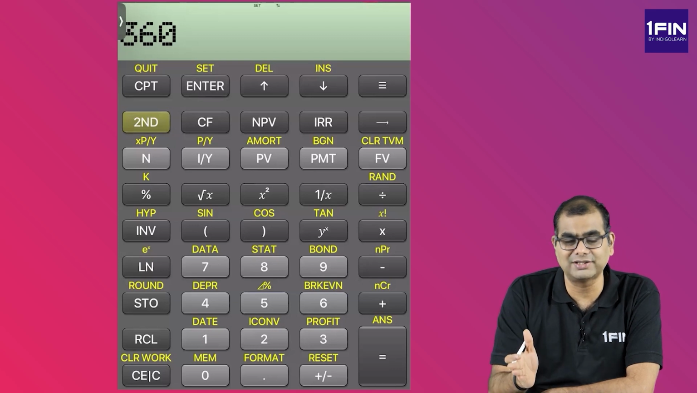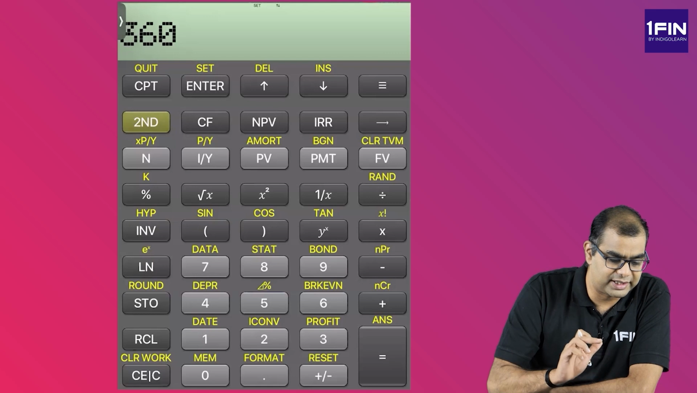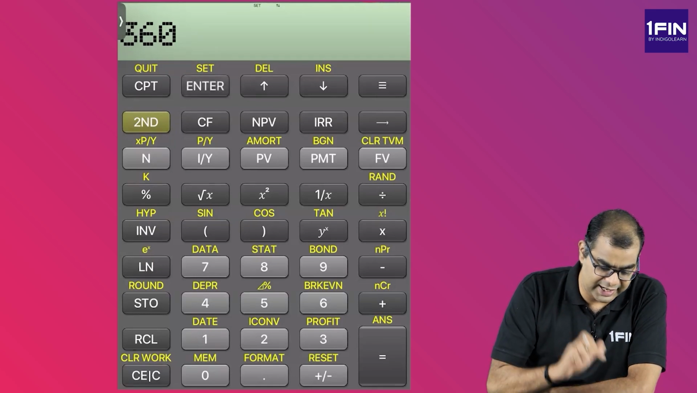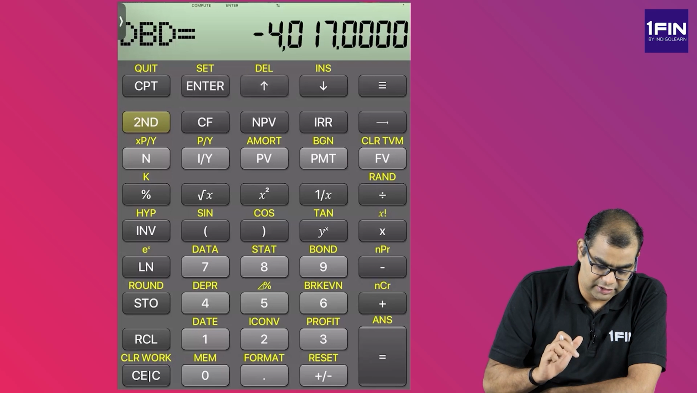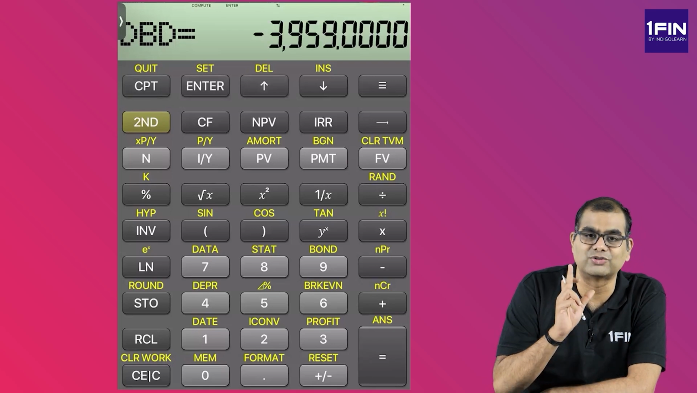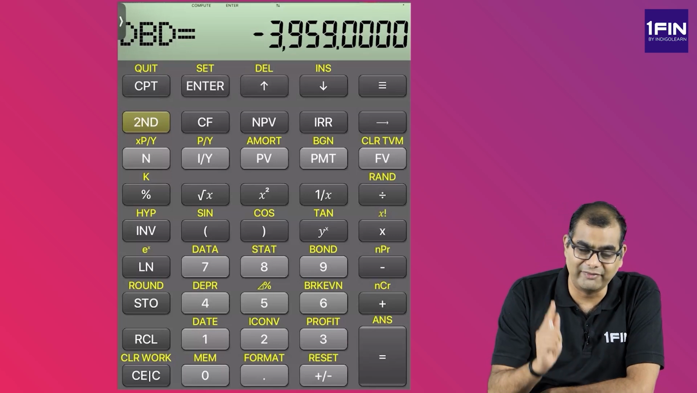So you have 11 years, 12 months. So 11 into 12 into 30, you get 3960 minus 1. So you should ideally get 3959. Let us see. 360, enter. Okay. Then DBD compute. 3960 minus 1, which is 3959. Exactly, you've got. That is what I was telling you.